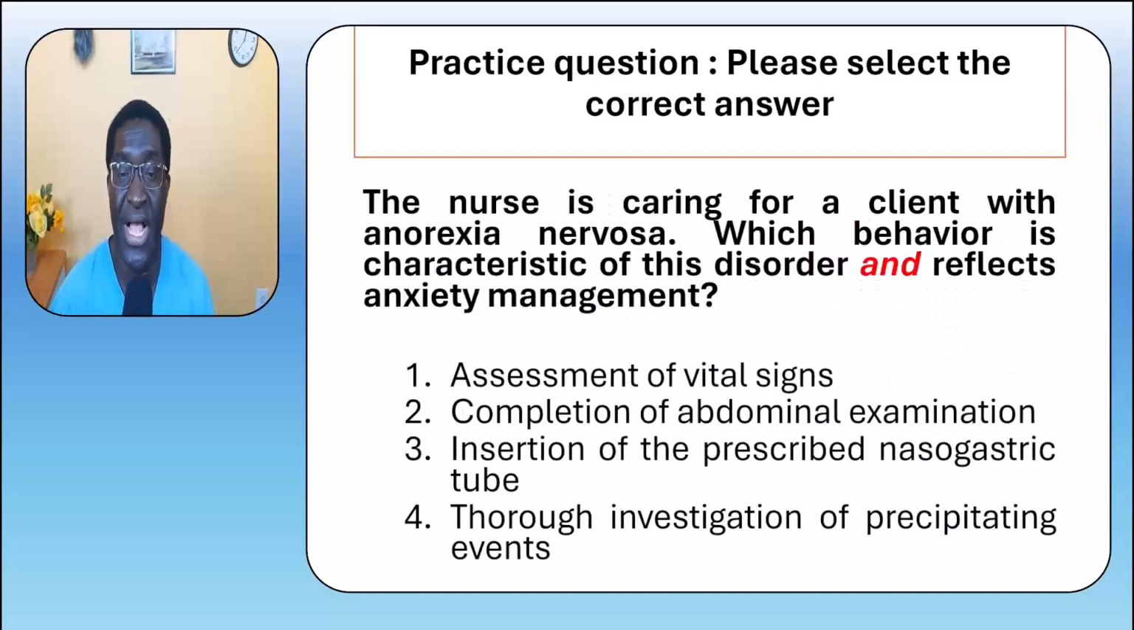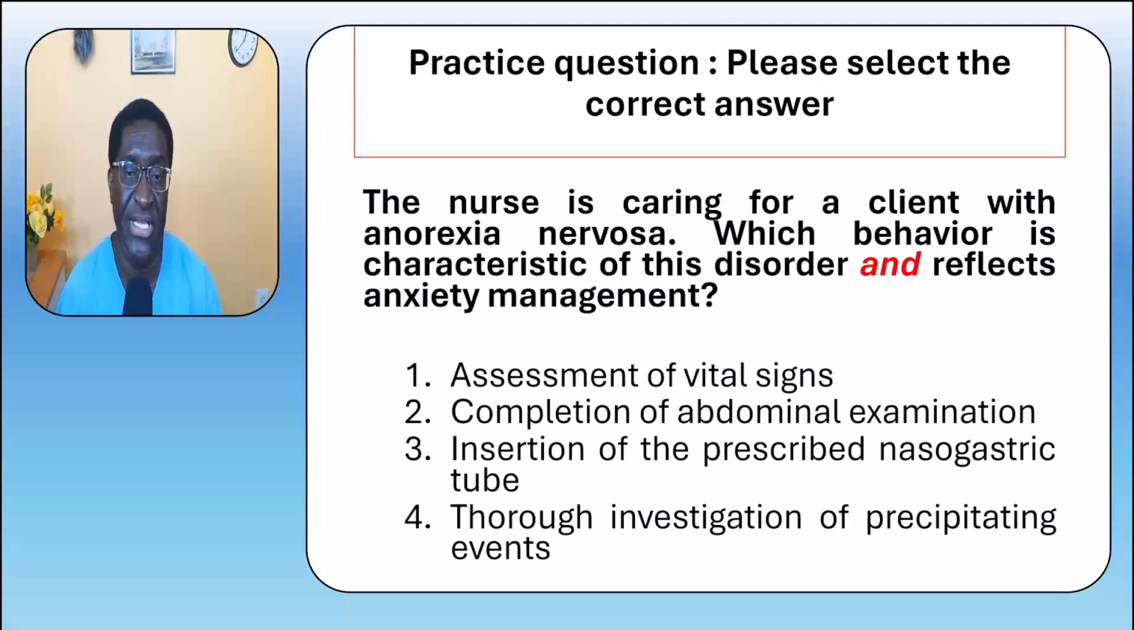Let's take a closer look at the next question. The nurse is caring for a client with anorexia nervosa. Which behavior is characteristic of this disorder and reflects anxiety management? So keep in mind that the AND here connects the first part of the sentence to the second part. But we are focusing more on the second part of the sentence, which says reflects anxiety management, basically with a patient who has anorexia nervosa.